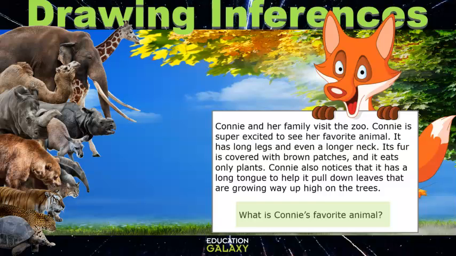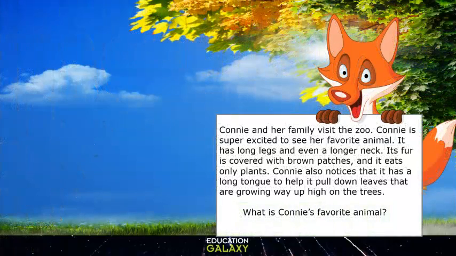Authors don't directly tell us everything in a story, but sometimes they give us clues to help us think about things that are probably true. So we will look at the clues in the story to help us draw the inference to figure out Connie's favorite animal. Alright, let's read the story.